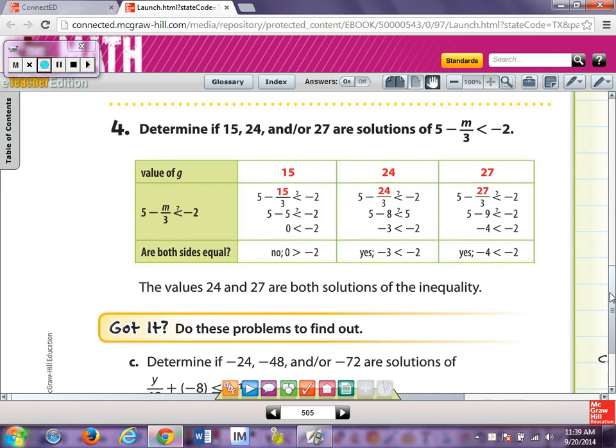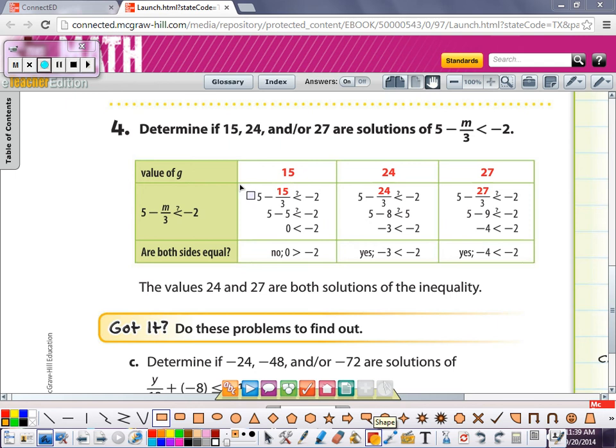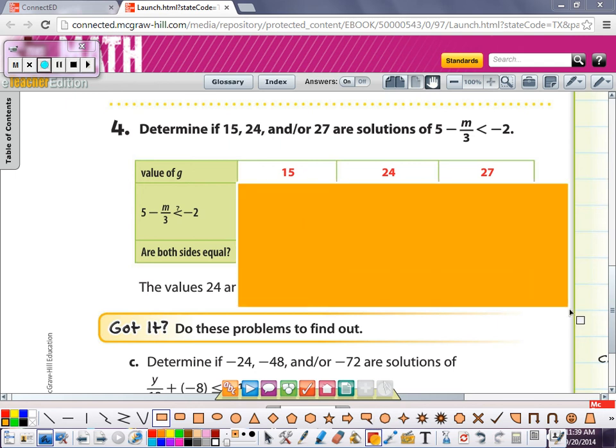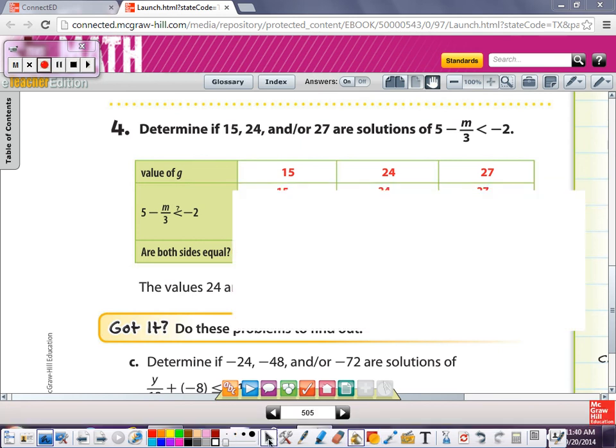Now, let's go ahead and look at number 4. Once again, I'm going to wipe everything out. All this stuff gets a little too busy for my eyes, and I just need to concentrate and see what's really going on here.